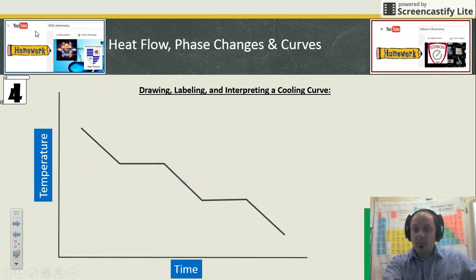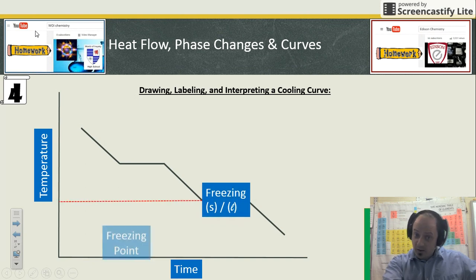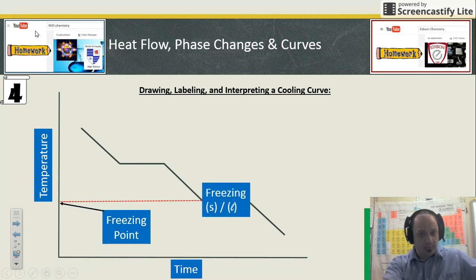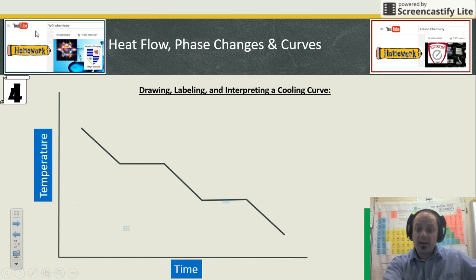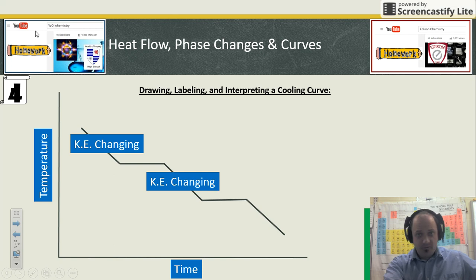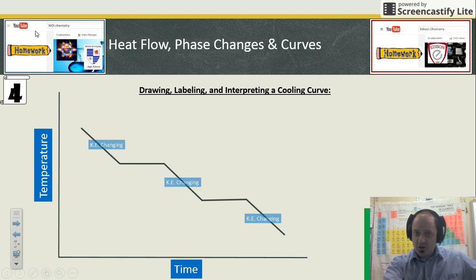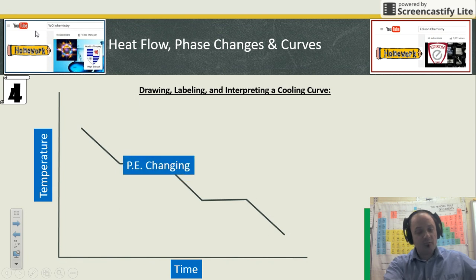Okay. Then we've got the fusion, freezing point. Solid and liquid are present. And then finally, we would have the solid phase, the lowest slant on our graph. Energies are changing. Kinetic energy changes in the slants every single time. And then we have potential energy changing in the flats. The energy of position changes during those times.